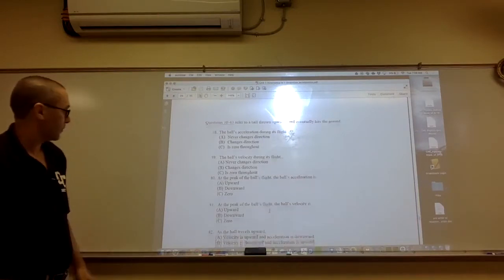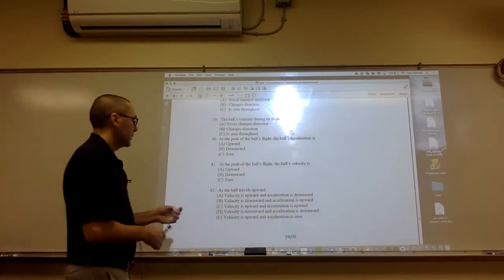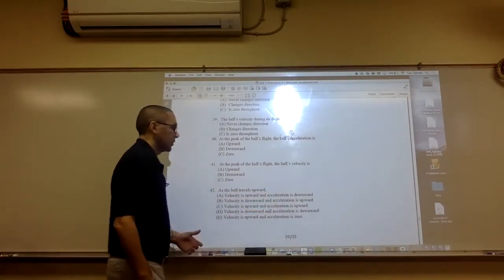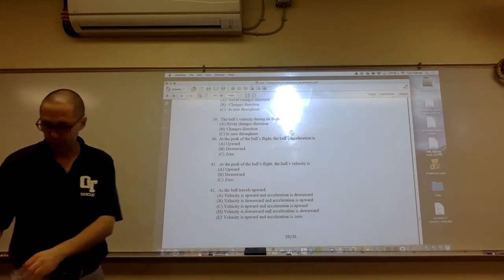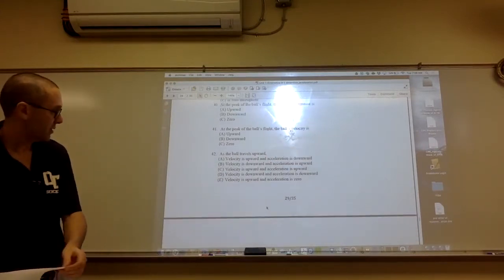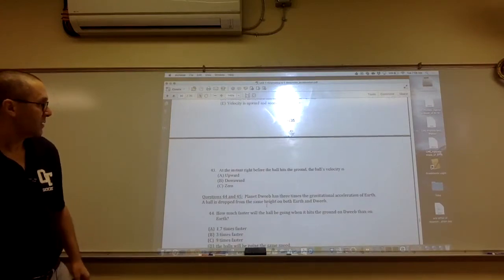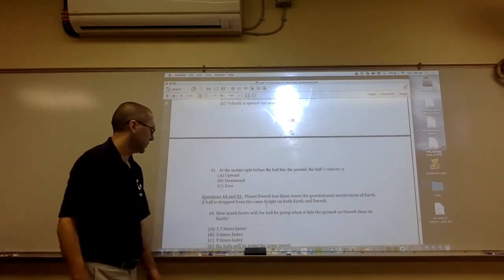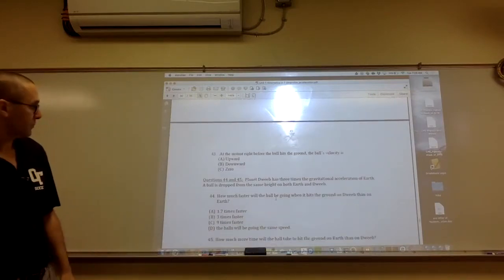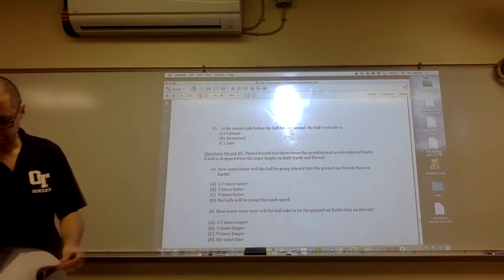Okay. As the ball travels upward, the velocity is upward, that's true. And the acceleration is downward, that's true. Because it's slowing down on the way up, and gravity is pulling it down. So the answer to 42 is A. I don't need to read the rest. At the instant right before the ball hits the ground, the ball's velocity is downward. I mean, it's obvious. It's traveling on the way down. Okay. Almost done. All right.